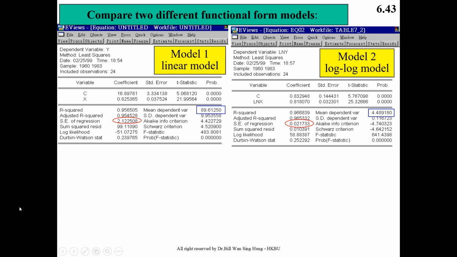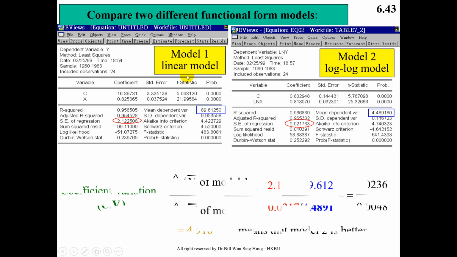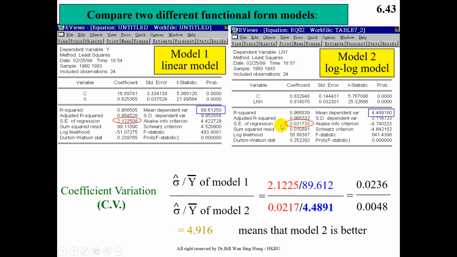Say for example, this is model 1, the linear model, and its standard error of regression is 2.12, but for the log-log model it is 0.021. So this is less than this one, so we conclude that this model is better than this one, that the functional form must be log-log. So looking at these, we have 4.916, which means that model 2 is better.